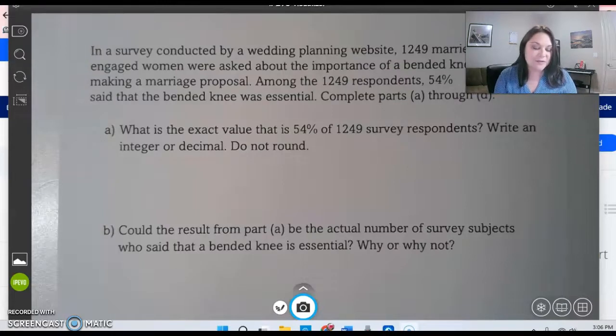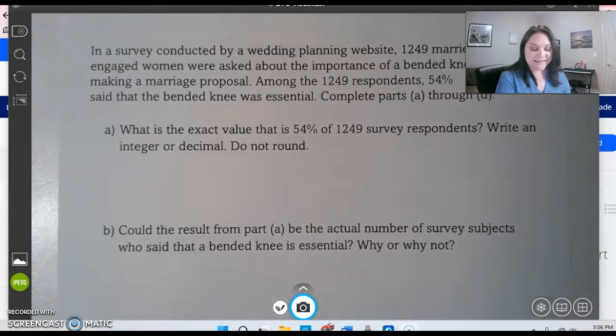But what I want you to do, as I posted an assignment, is do the answers to these questions by hand. So this is an example that I pulled from your homework, and the assignment that is in Canvas for this week is also worded the same way. So this reads, in a survey conducted by a wedding planner website, 1,249 married or engaged women were asked about the importance of a bended knee when making a marriage proposal. Among the 1,249 respondents, 54% said that the bended knee was essential. Please complete parts A through D.